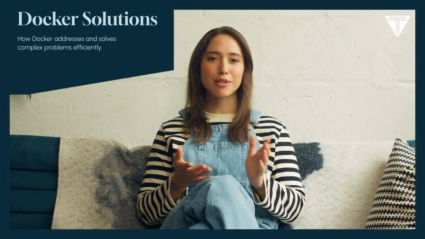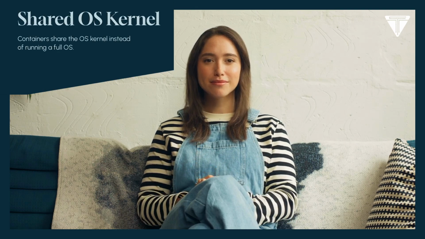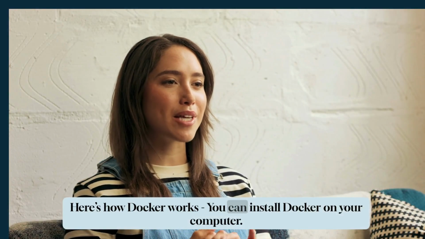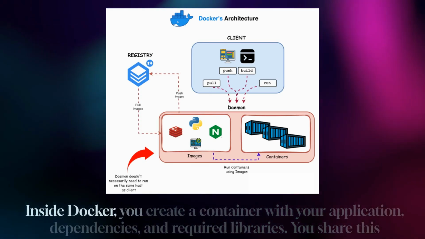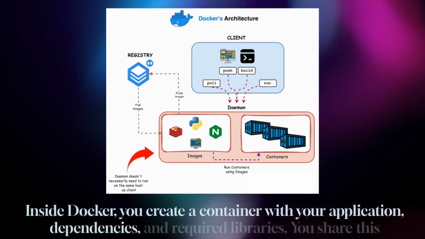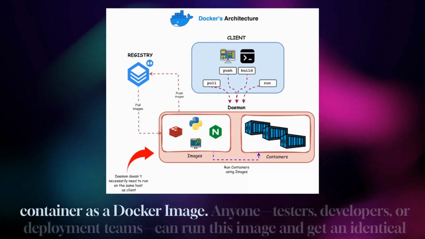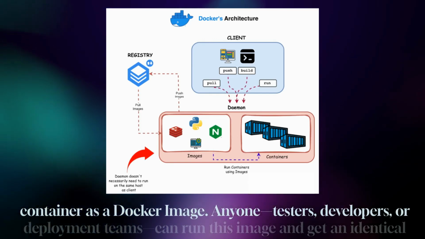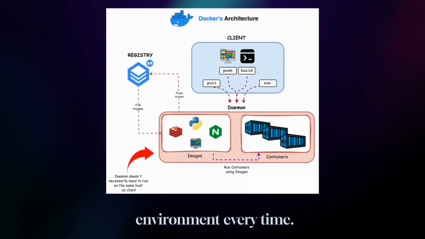How does Docker solve this problem? Docker allows you to create containers, which are like lightweight VMs. But instead of running a full OS, they share the OS kernel with other containers. Here's how Docker works. You can install Docker on your computer. Inside Docker, you create a container with your application, dependencies, and required libraries. You share this container as a Docker image. Anyone, testers, developers, or deployment teams, can run this image and get an identical environment every time.